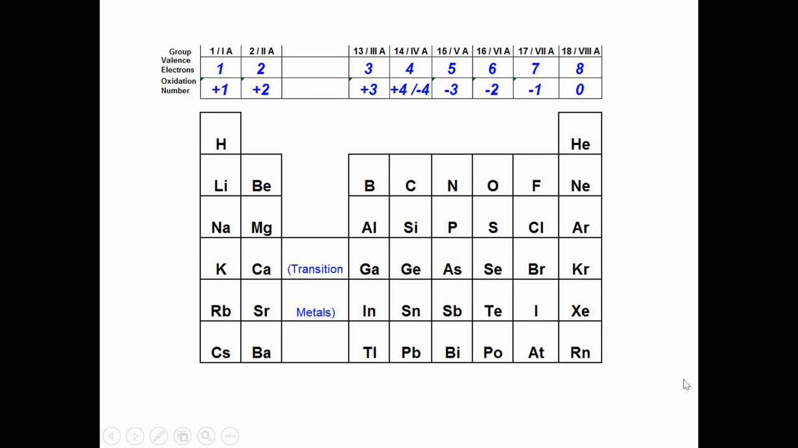These numbers should be familiar to you. We use these numbers: sodium is +1, magnesium is +2, sulfur is -2, chlorine is -1. We use those values to determine the formulas for our ionic compounds. So now this gives us a little bit of understanding as to why they form those ions.